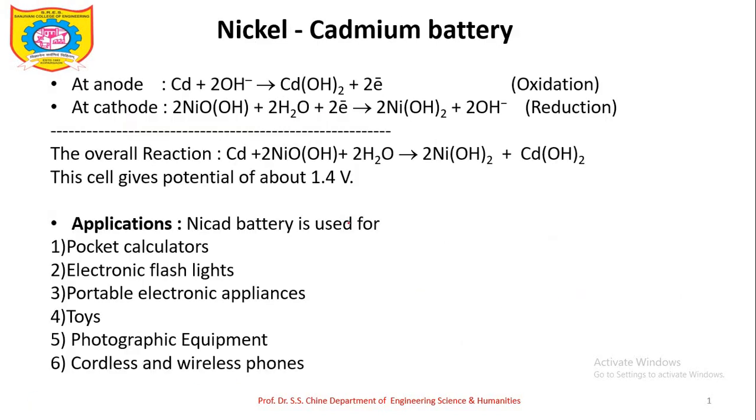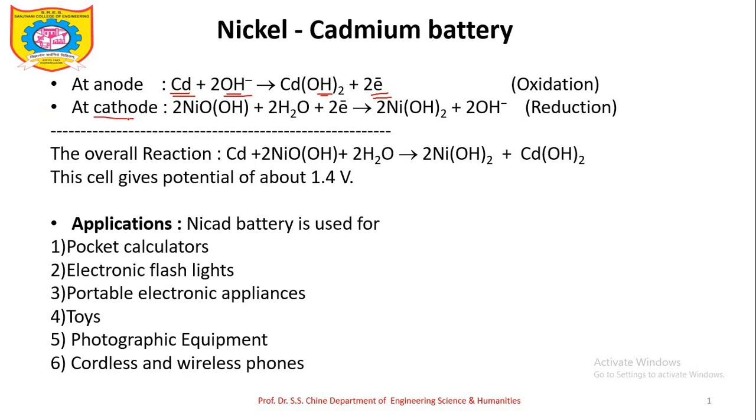Let us see the working or the reactions of this nickel cadmium battery. So as cadmium is used as anode and the electrolyte has OH minus, cadmium reacts with this OH minus to form the cadmium hydroxide. So as cadmium undergoes oxidation, it liberates 2 electrons.